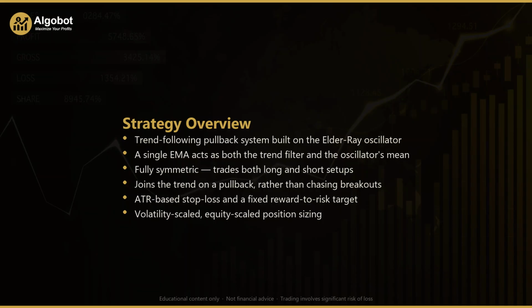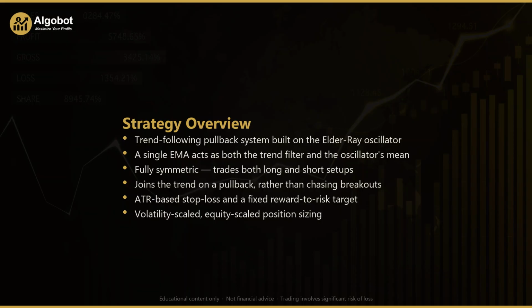Second, that same average becomes the reference mean for the Elder Ray oscillator, which measures how far the bulls and bears are pushing price away from it. The strategy is fully symmetric, meaning it treats long and short opportunities as mirror images of one another. In an uptrend, it looks to buy dips, and in a downtrend, it looks to sell rallies.